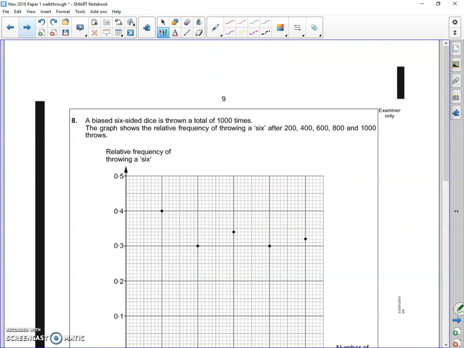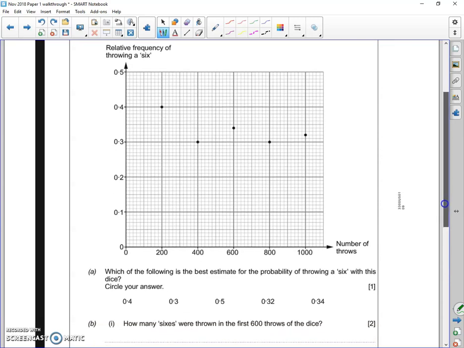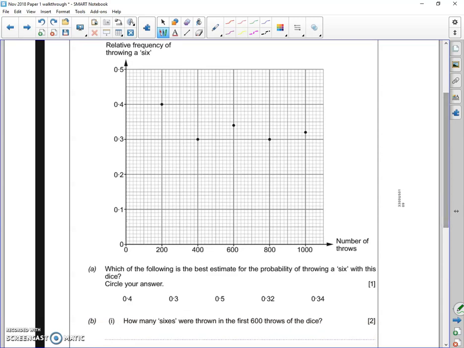Question 8 is relative frequency. Relative frequency is like probability, except you get your numbers from experimental data. This is somebody who's rolled a dice. It says in the question that it's biased. Okay, and they've run it 1,000 times, and they've counted and measured the relative frequency of getting a 6 each time. So the first question, fairly standard first question, it says which one is the best estimate. On a relative frequency question, the best estimate is always the last one.